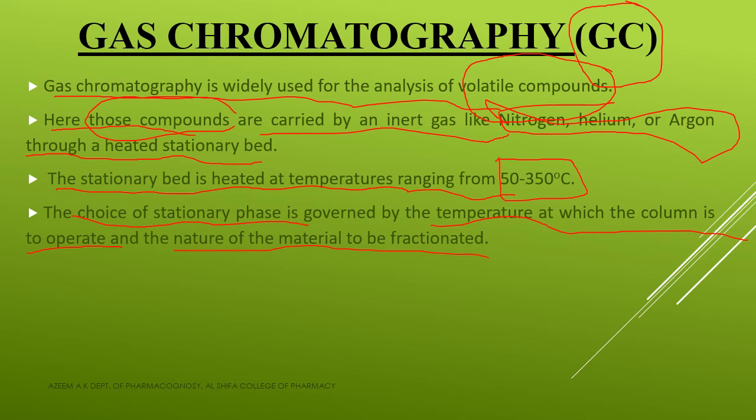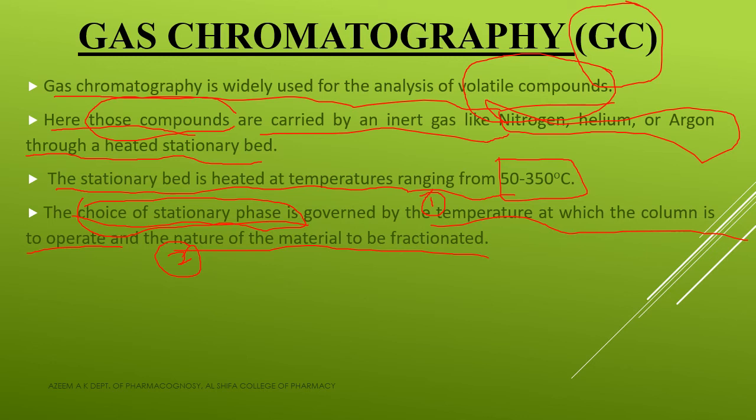So how we select the choice of stationary bed, the stationary phase, that is what is being said. So the choice of stationary phase is based on factors. The first factor is the temperature at which the column is going to be operated. Second thing is the nature of the material to be fractionated. So which material you are going to fractionate. I said three, but only two factors are there. So based on these two factors only the choice of stationary bed is taken.